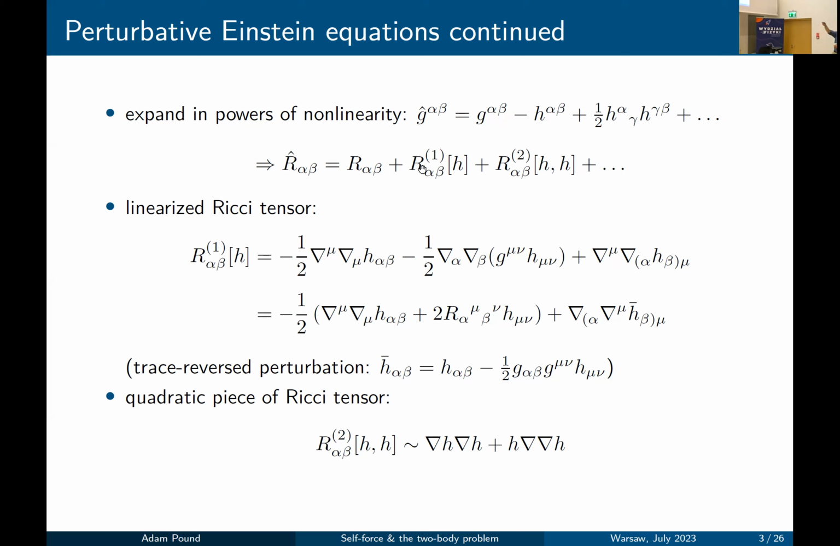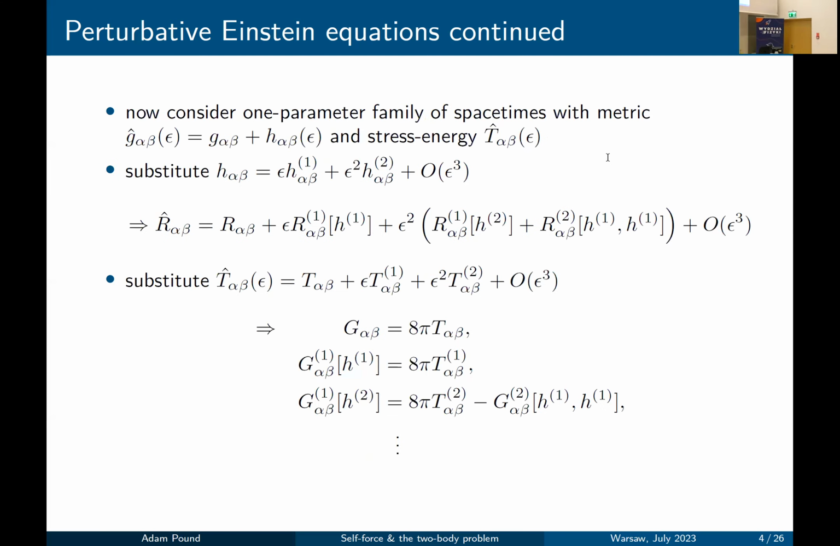So as we look up here, we've got a linear term in h, a quadratic term in h, you'll have a cubic term, etc. Now this is just an expansion in powers of nonlinearity, but ultimately we're interested in systems with some small parameter. So let's consider a one-parameter family of spacetimes where the exact metric is a background plus a perturbation. And similarly, let's assume we have a stress energy tensor that depends on some small quantity epsilon.